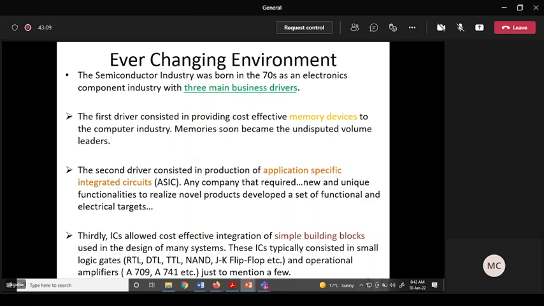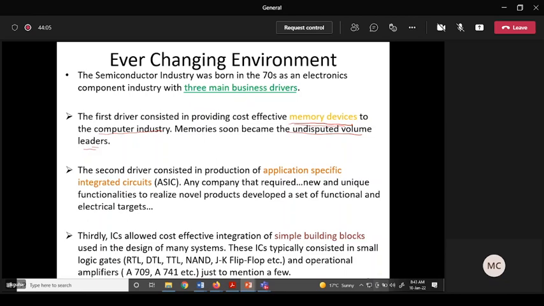One was memory devices. Memory has been very important for any electronic gadgets, starting from the computer. So one of the fast drivers of this, as far as integrated circuit fabrication is concerned, is memory devices. For the computer industry, memory soon became the undisputed volume leader, because you need to produce many memory devices to support your computer and your different electronic gadgets. So you understand the sheer volume of memory devices you need. So this is one driving point as far as the IC industry is concerned.